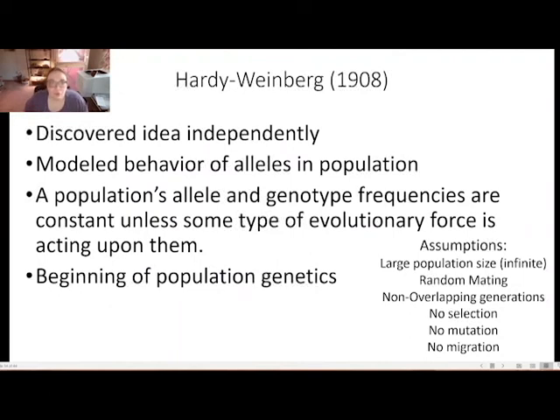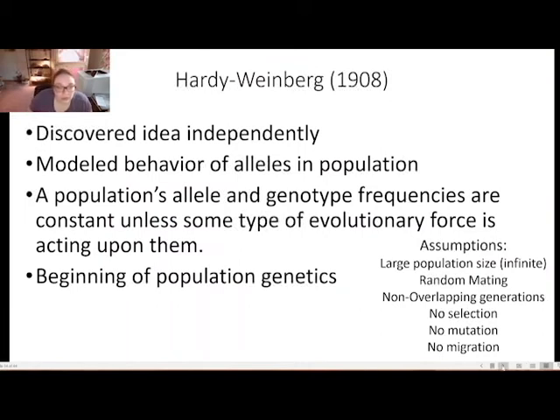So in order to fit under their ideas, you would have to have a large population size. In fact, you'd have to have an infinite population size, random mating, no overlapping generations, which means every individual from one generation has to die off as soon as the next generation starts. No selection, no mutation, and no migration. Now, obviously, all of this is not something that you're going to see in a natural population, right? But this gives us a place to start and an idea of what is ideal.